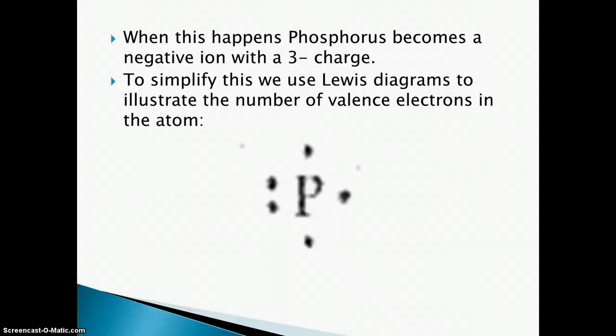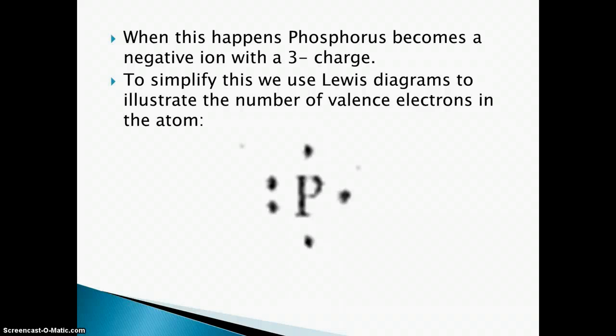So when it does that, it takes on a -3 charge. Because electrons are negative, you end up with 3 more electrons than you have protons in the middle, right? Because generally that neutral atom has the same amount. You add 3 negatives, it becomes a 3 negative charge.